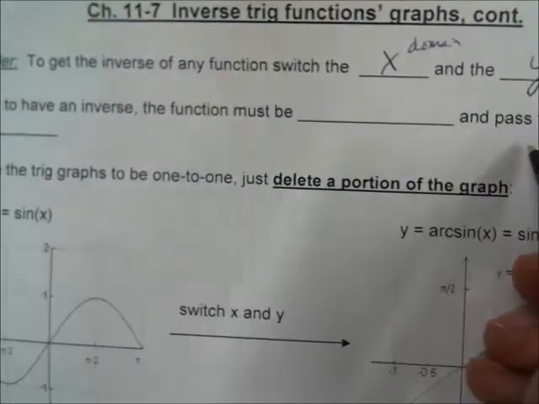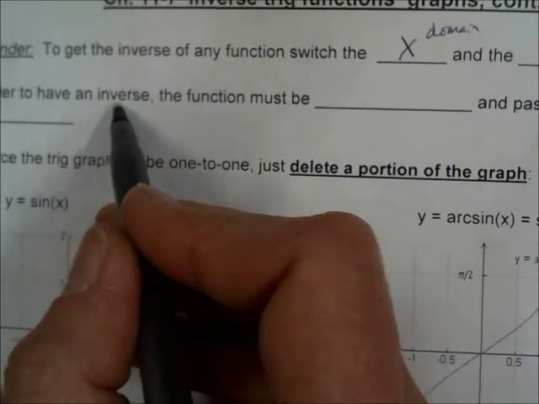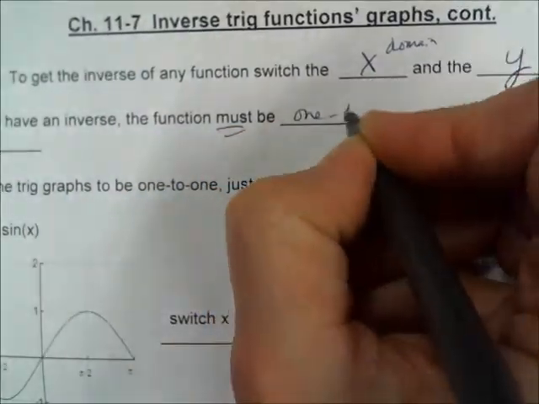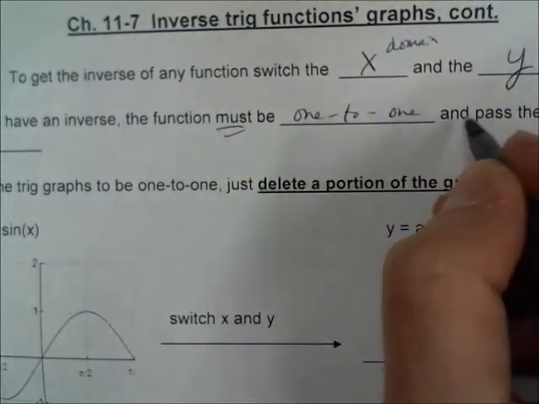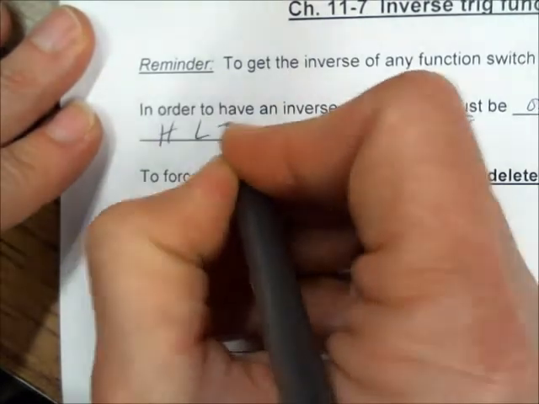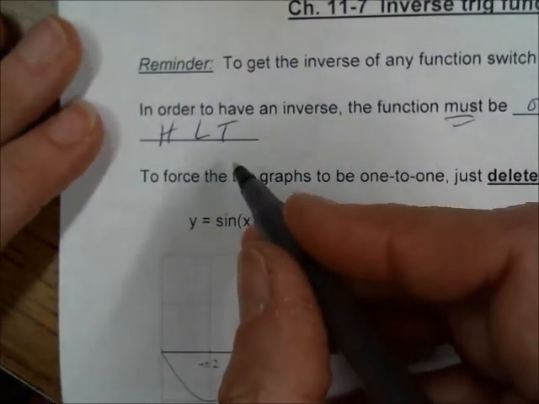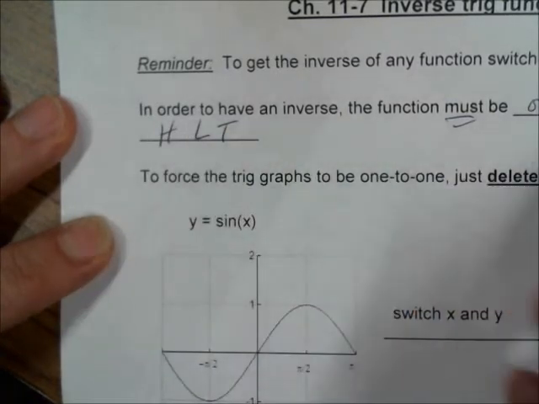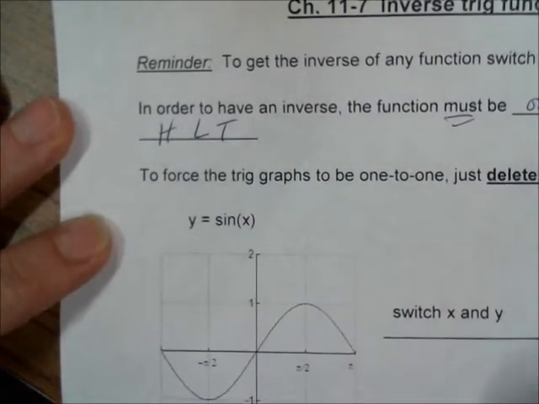And then we get an inverse, no matter what. Switch the x and y. But there's another little caveat here. In order to have an inverse, the function must be 1 to 1. And if it's 1 to 1, it must pass the horizontal line test. It has to actually pass both the vertical and horizontal. But it has to pass a horizontal line test in order to be 1 to 1.